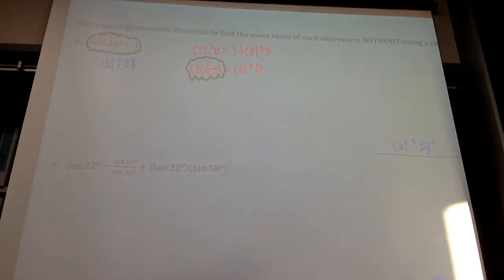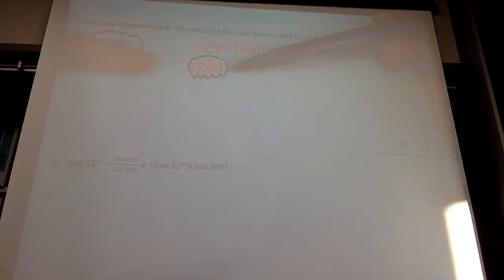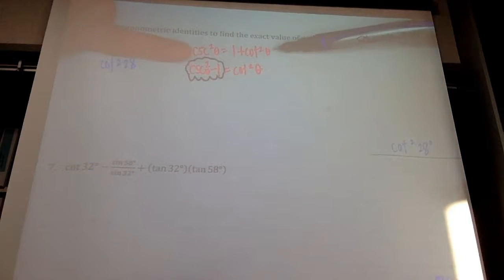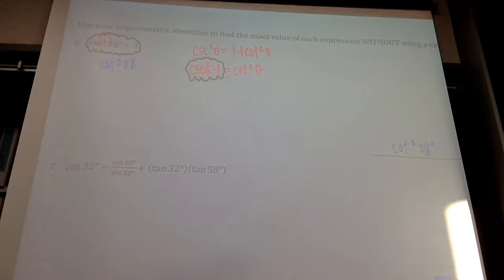There's nothing really more you could do to simplify it. You could write it cosine squared 28 over sine squared 28, but that's totally unnecessary. So you're essentially saying, okay, cosecant squared 28 minus 1 is the same as cotangent squared 28 because of this identity. So knowing your identities is going to be really, really important.